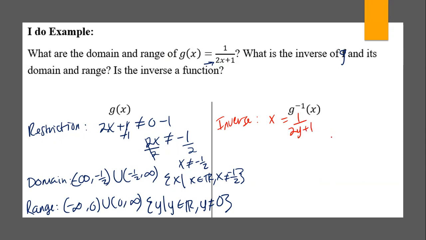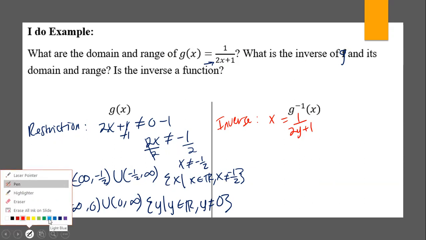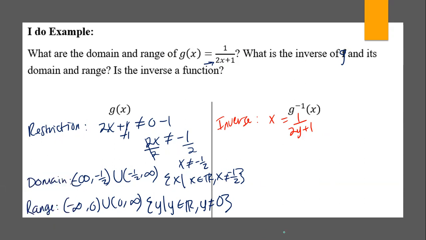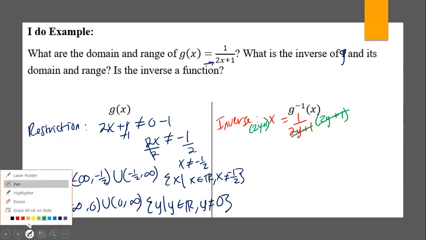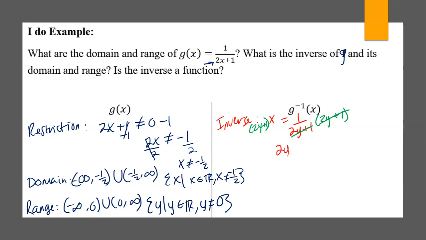On Wednesday we talked about how, in order to get a variable out of the denominator, you have to multiply both sides by that variable. So I have to multiply both sides by 2y plus 1. They are an item. They are together. They are a family, and we do not split them up. So they travel together. So now we have 2y plus 1 times x equals 1.